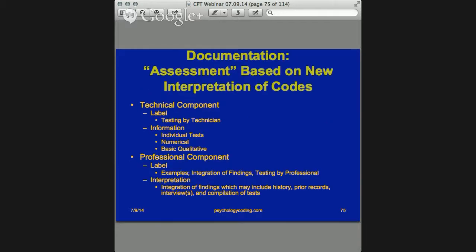Okay, assessment based on interpretation of new codes. You might want to have in your report what section of the report was associated with a technician. So for example, in my report and my own forms, I use neuropsychological testing by technician, and the individual test, numerical and basic qualitative information. The professional component is much more involved. It involves integration of findings and so forth. It may include history, prior records, interviews, compilation of other test materials, and so forth.